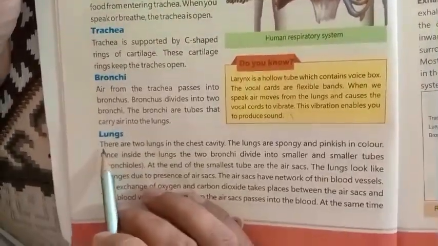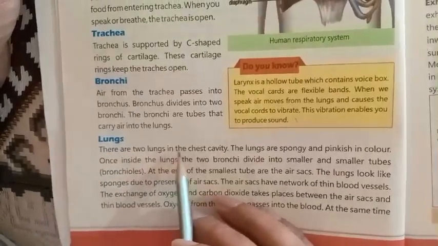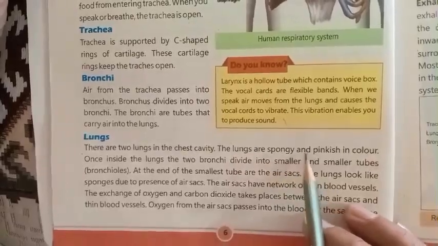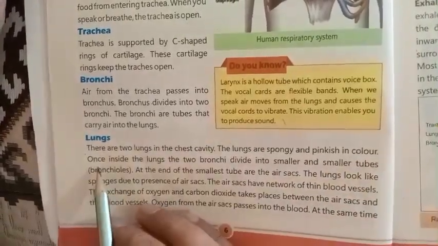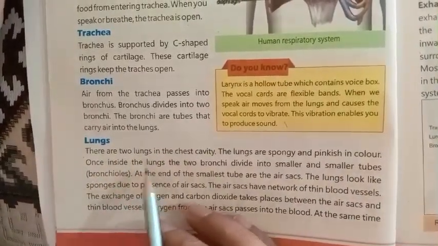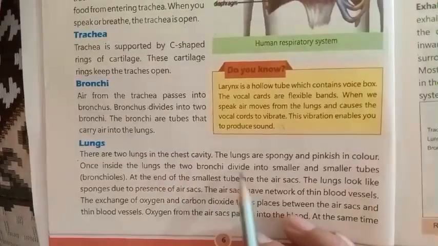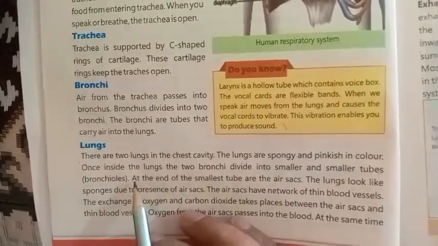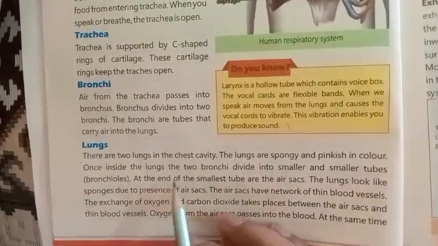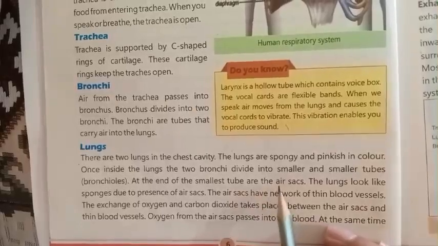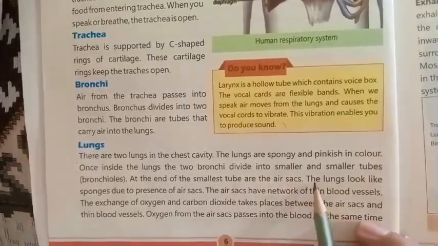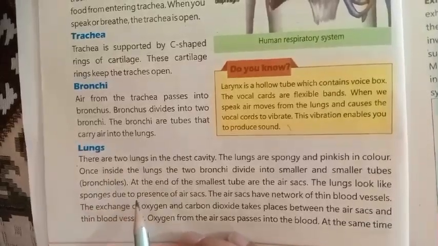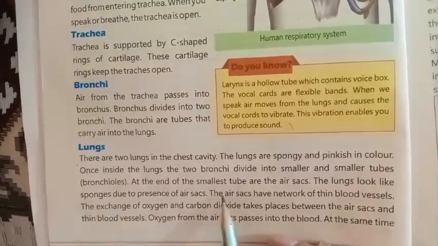Lungs. There are two lungs in the chest cavity. The lungs are spongy and pinkish in color. Once inside the lungs, the two bronchi divide into smaller and smaller tubes, the bronchioles. At the end of the smallest tubes are the air sacs. The lungs look like sponges due to the presence of air sacs.